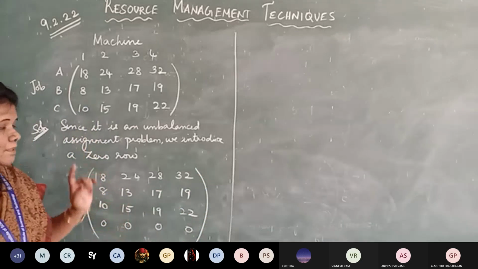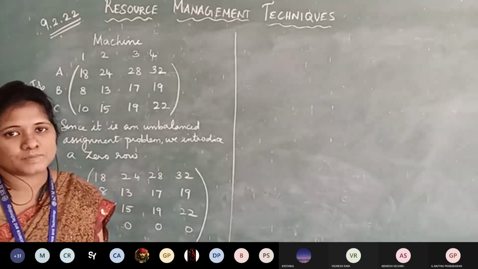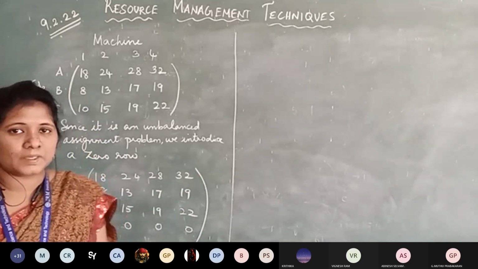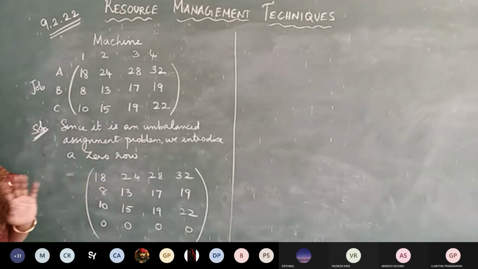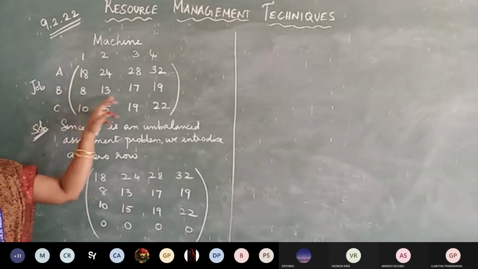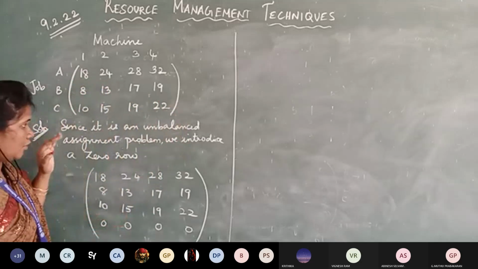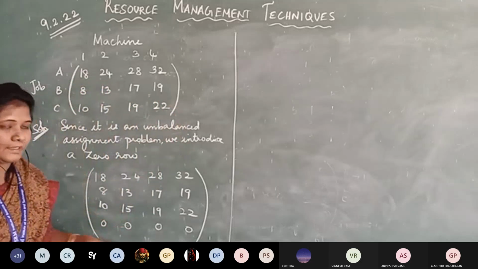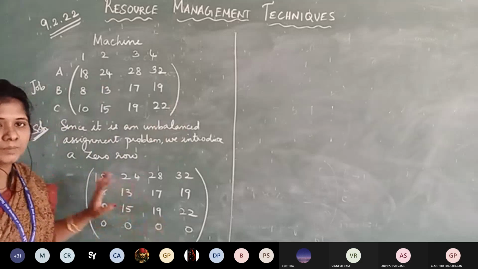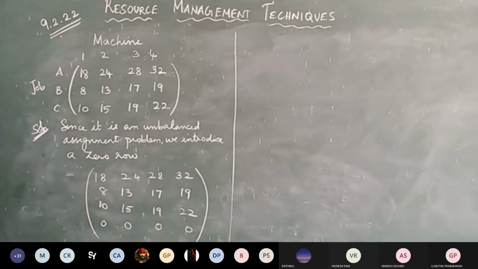The first step is to see whether your rows and columns are equal. That will be your first step in your assignment problem. Since there are 3 rows and 2 columns, to make it balanced, you add an extra row so that it becomes a balanced assignment problem. So that will be your step 1.